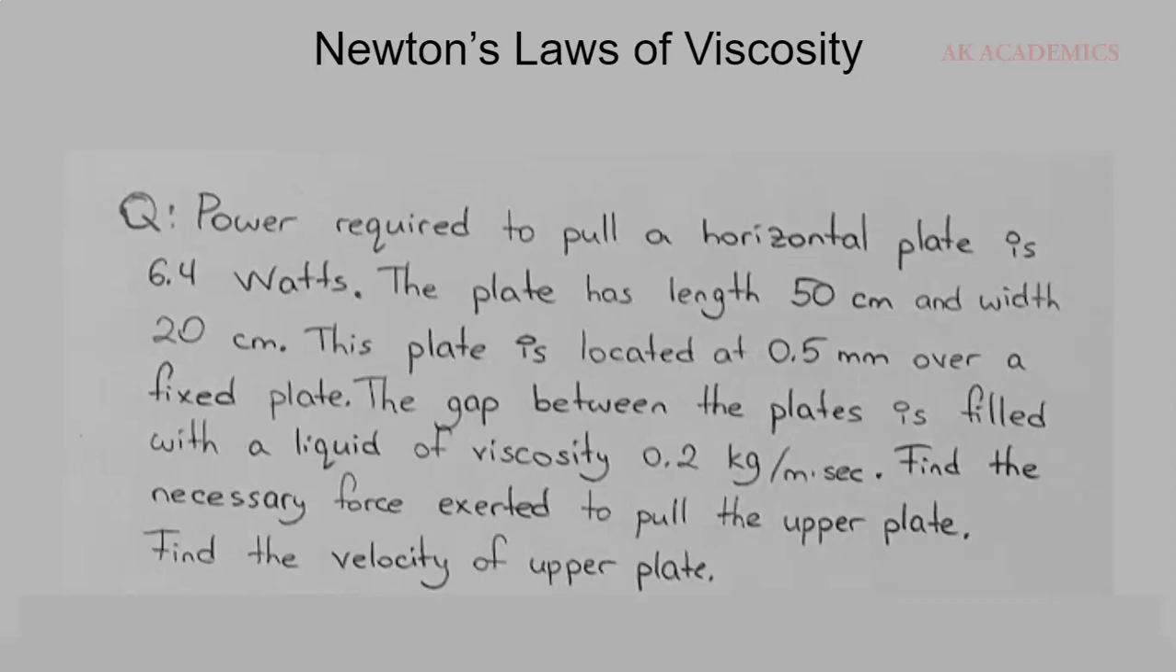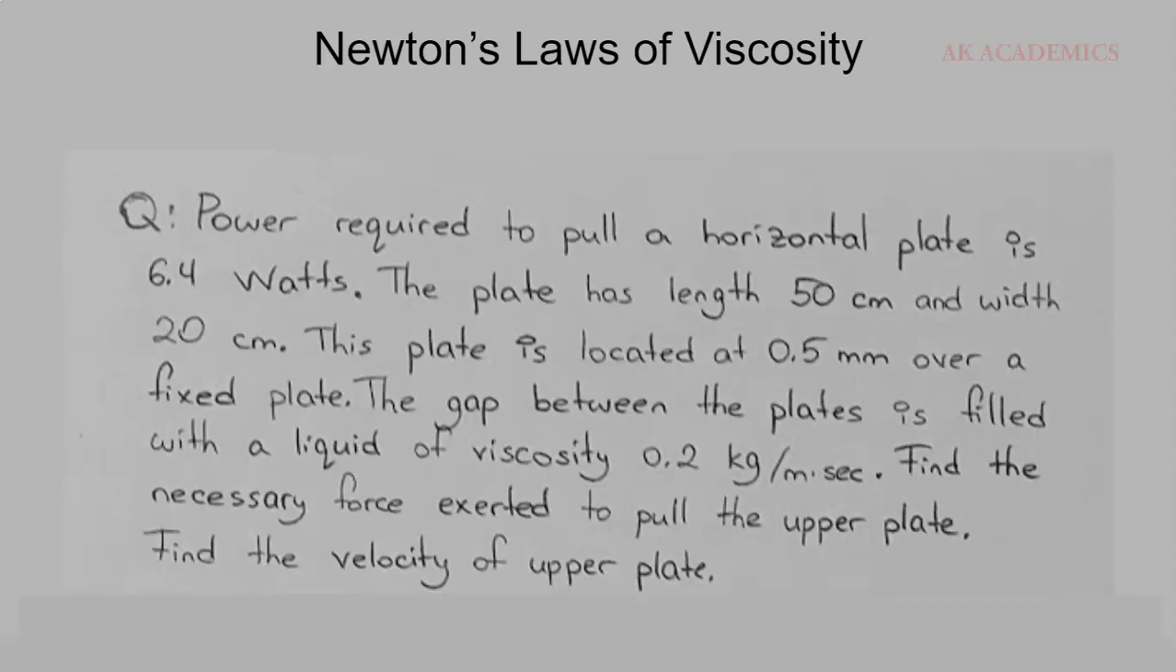Power required to pull a horizontal plate is 6.4 watts. The plate has length of 50 centimeters and width of 20 centimeters. This plate is located at 0.5 millimeters over a fixed plate. So there are two plates. One plate is on top of another plate, and there is a gap of about 0.5 millimeters between them. The gap between the plates is filled with a liquid of viscosity 0.2 kilogram per meter per second. Find the necessary force exerted to pull the upper plate, and then find the velocity of the upper plate.